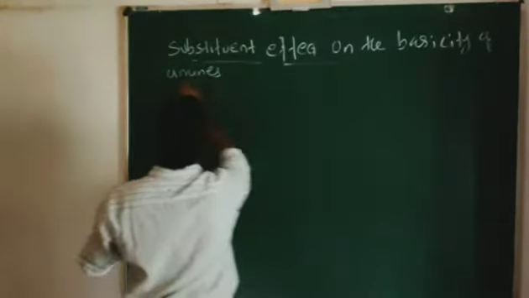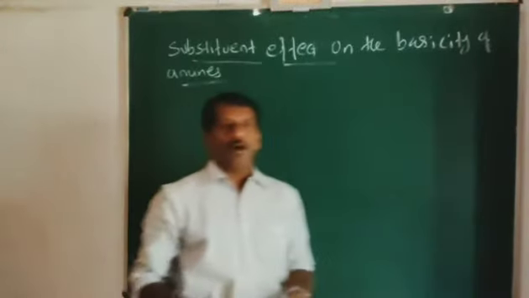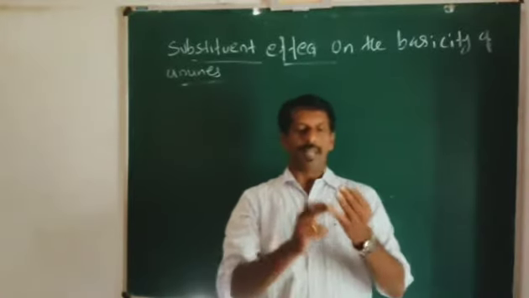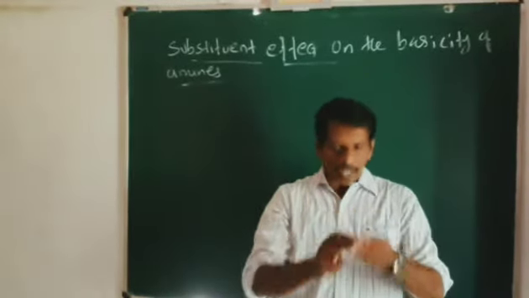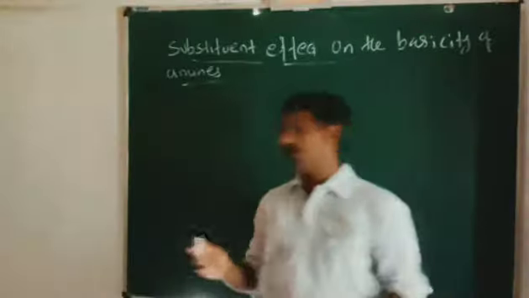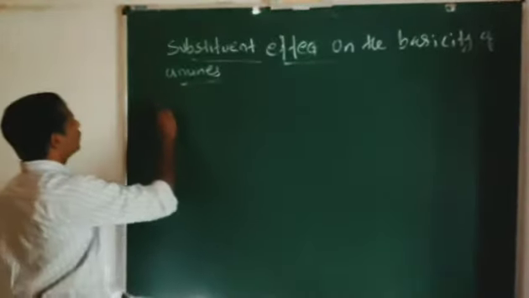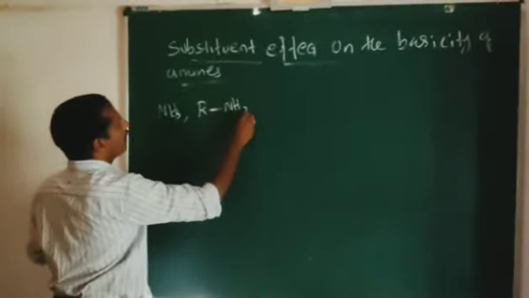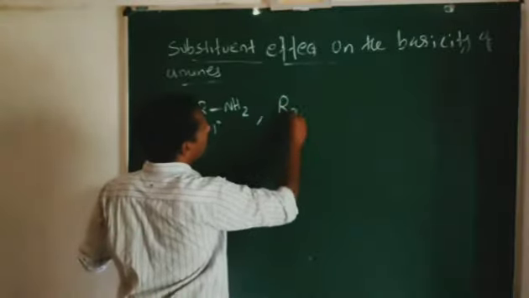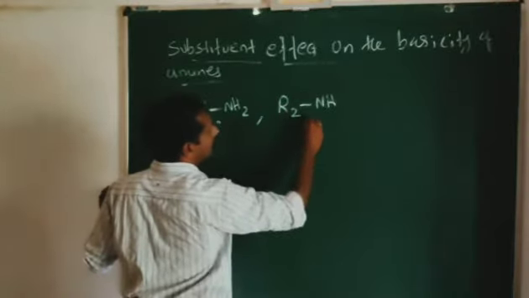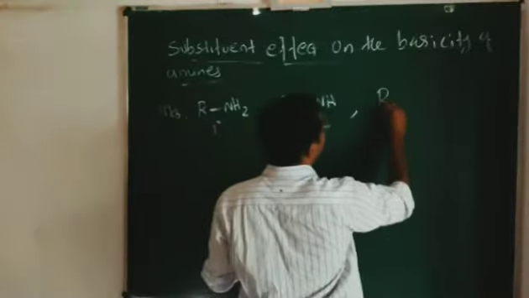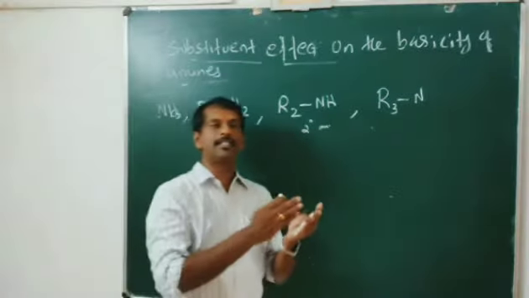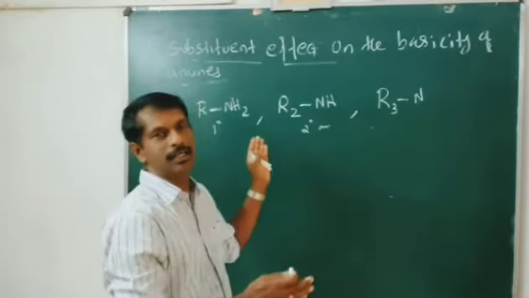Okay, look at here. We are comparing the basicity of primary amines, secondary amines, tertiary amines, and ammonia. So let us see the basicity of NH3, RNH2, this is primary amine, and R2NH, this is secondary amine, and R3N, tertiary amine. Let us compare the basicity of these amines with ammonia.